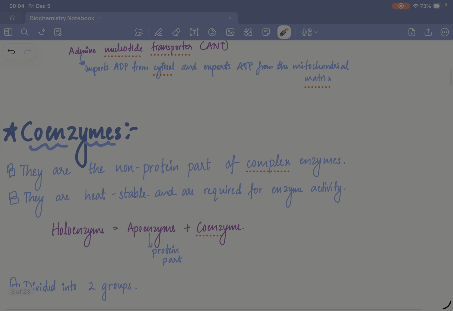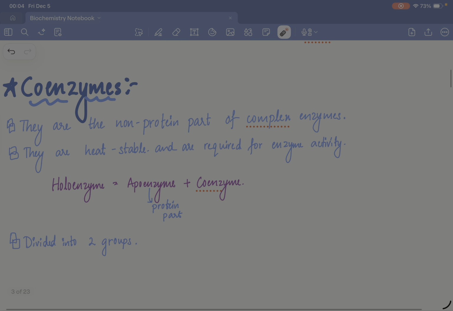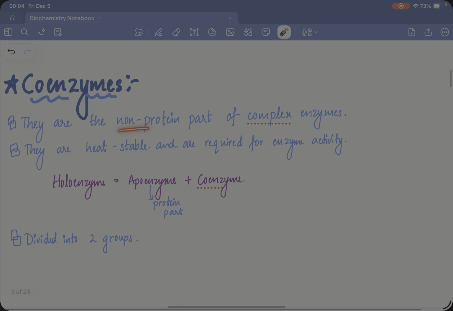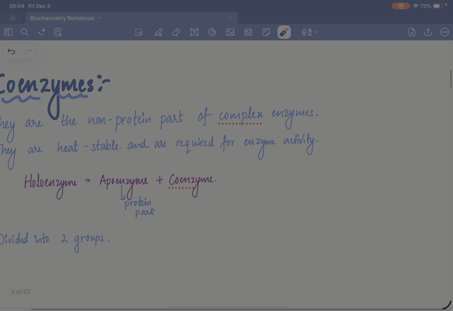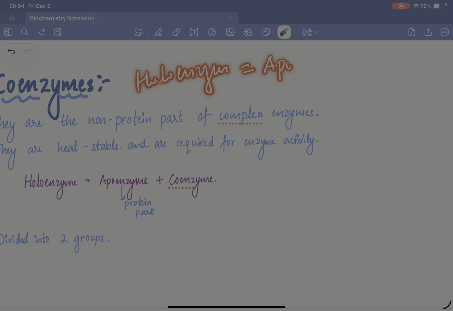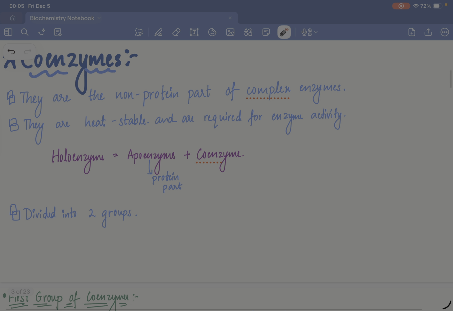What are coenzymes? Coenzymes come under cofactors. You all know. Coenzymes are the non-protein part of complex enzymes. See, a complete enzyme is also known as a holoenzyme. A holoenzyme is a combination of apoenzyme and the coenzyme or cofactor. Okay, we'll see that in the later part. They are heat stable and are required for enzyme activity.